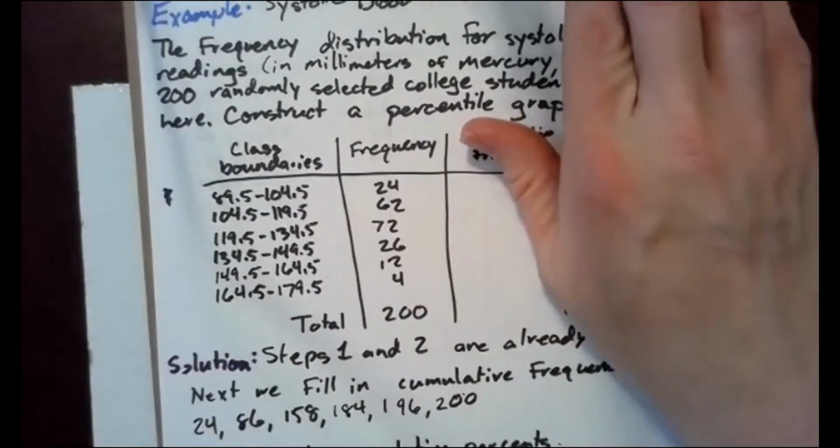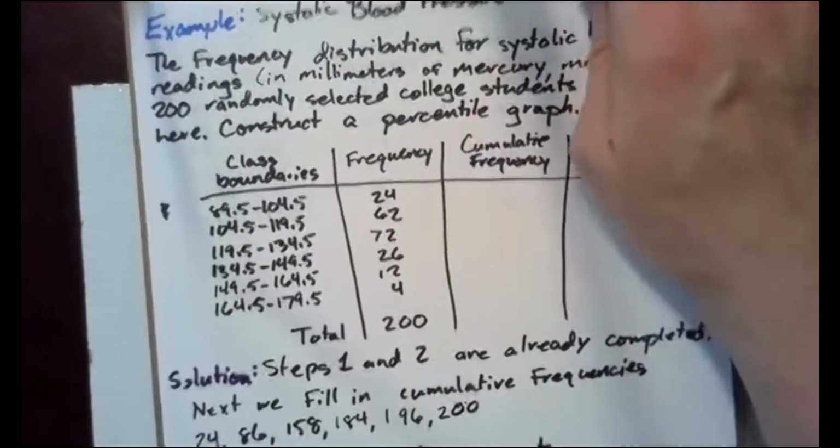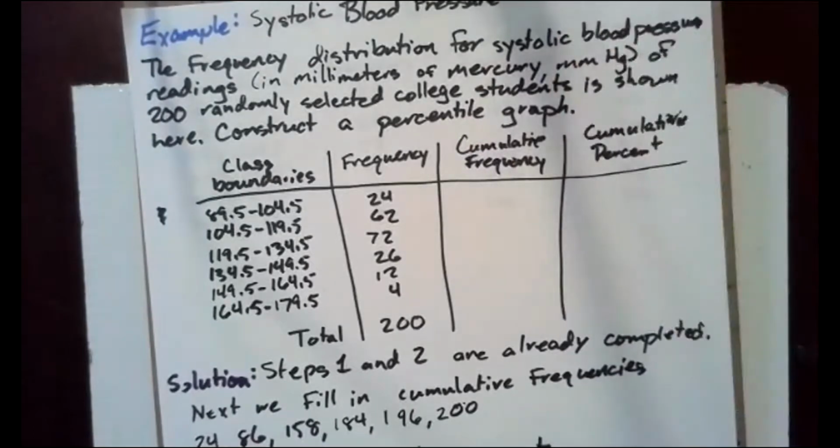Here's an example using systolic blood pressure. The frequency distribution for systolic blood pressure readings in millimeters of mercury of 200 randomly selected college students is shown here. Construct a percentile graph. So here is the information we already have for our table, where we've got the class boundaries, the frequency, and we know the total number is 200. So steps 1 and 2 are already completed.